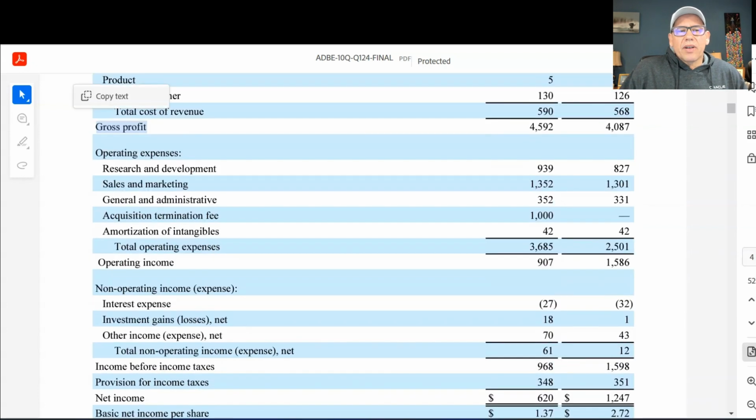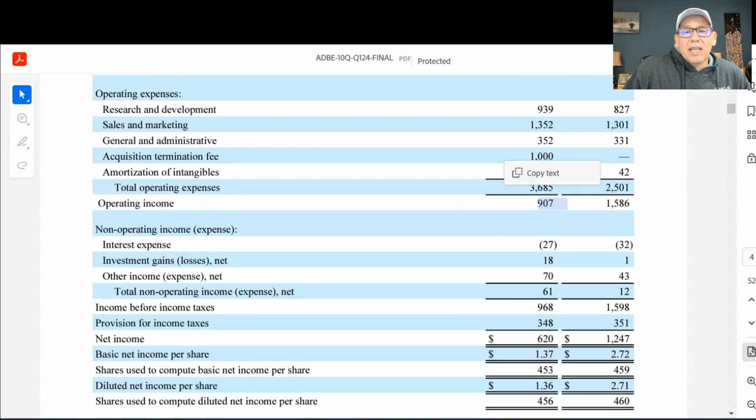Now, as we move down, we're going to have operating expenses. And these operating expenses are not directly related to producing that revenue to the customer. They're just your administrative expenses, research and development to make your products better overall, or maybe create a new product, a new service, and so forth. Sales and marketing. So these cannot be aligned with a direct transaction on that top line revenue. So they're put into that category of operating expenses. And the operating expenses for Adobe were 3.6 billion. So after all that, their operating income is about $907 million.